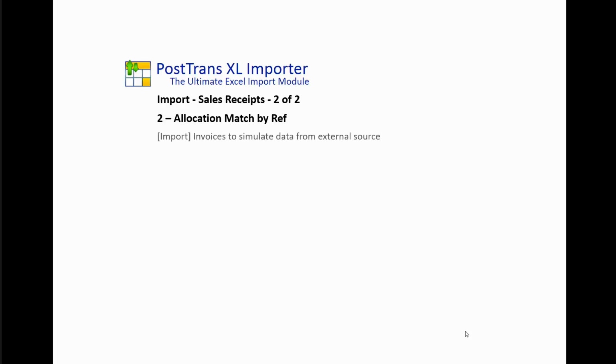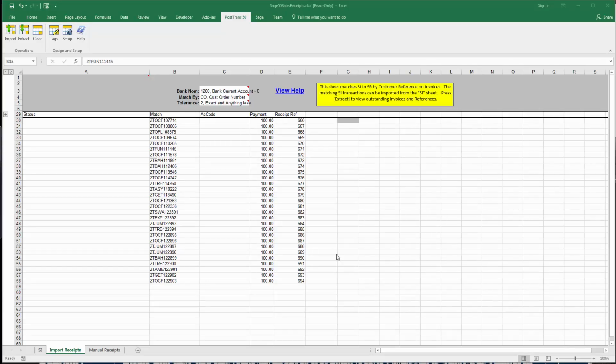In order to demonstrate this then, I'm first going to have to import a whole load of invoices to simulate the external data. And then I'm going to import a whole series of sales receipts which are going to be matched off by the customer order number. So this requires the Pro version of PostTrans in order to enable this functionality. So let's demonstrate this within PostTrans.